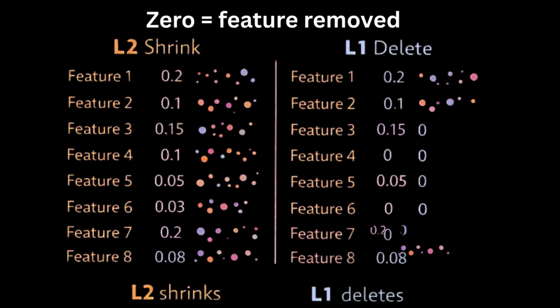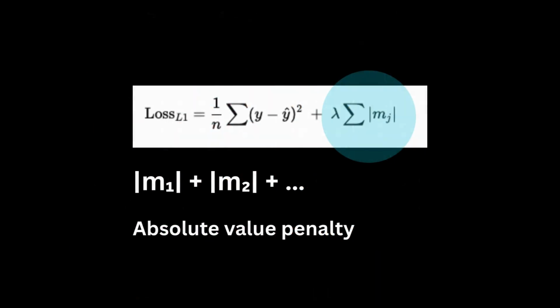L2 pushes weights towards 0. L1 pushes weights to 0. That single difference changes how the model behaves. L2 shrinks, L1 deletes. Now let's look at the math.